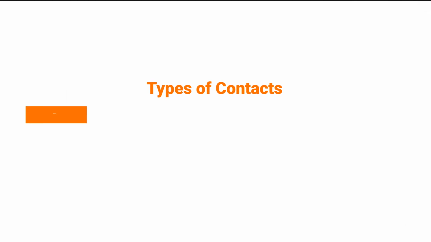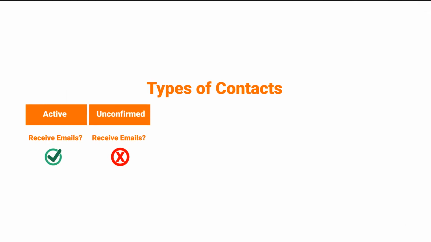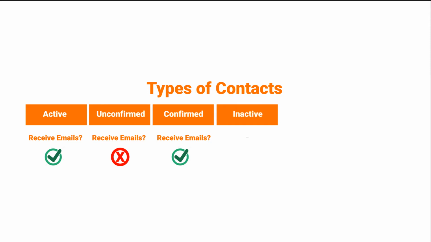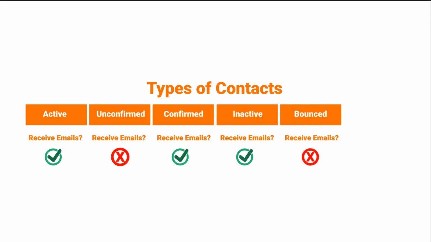Before we move further into the dashboard, let me define what the different types of contacts there are in SendFox. Active subscribers are contacts that you can send emails to. Unconfirmed subscribers are contacts that have not confirmed their double opt-in. Confirmed subscribers are contacts that have confirmed their double opt-in, and these are the contacts that you can send emails to. Inactive subscribers are contacts that have not opened any emails from you in the past 6 months.